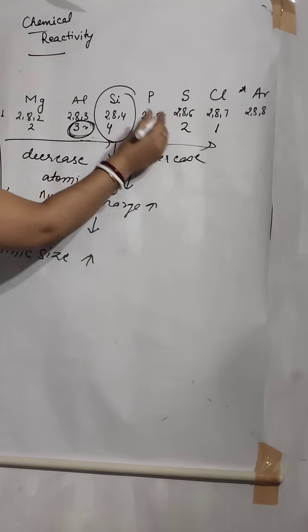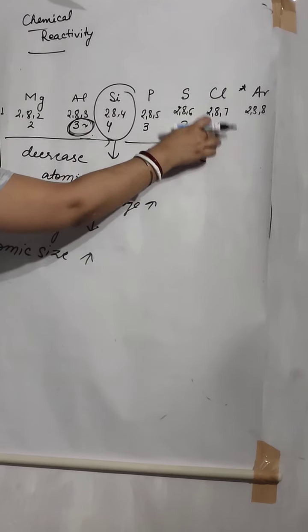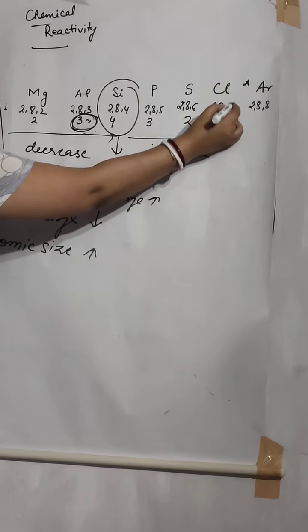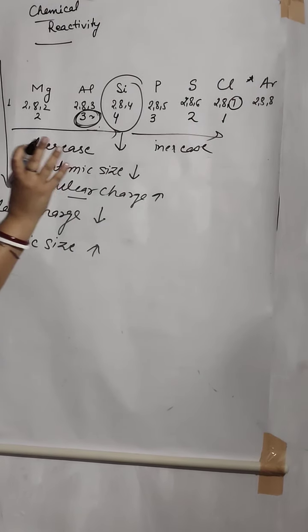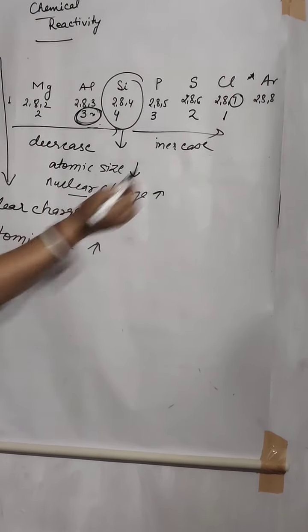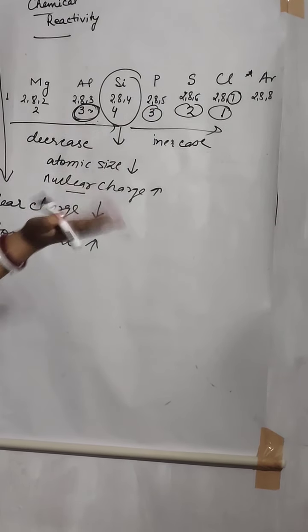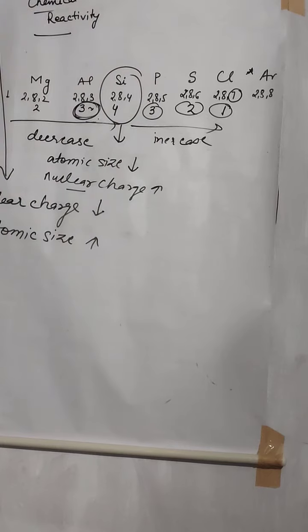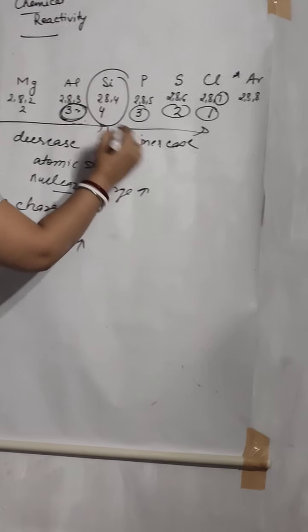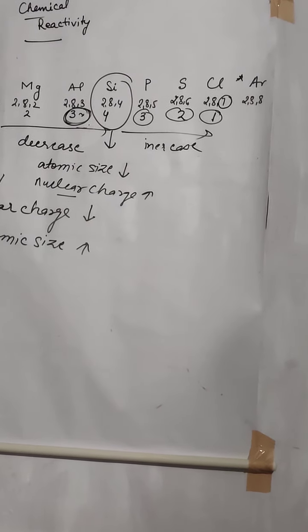And then from here, size will decrease. So here size decreases, nuclear pull increases. So these have a tendency to gain the electron. Nuclear pull increases, which means they will easily gain the electron, so their reactivity will increase.